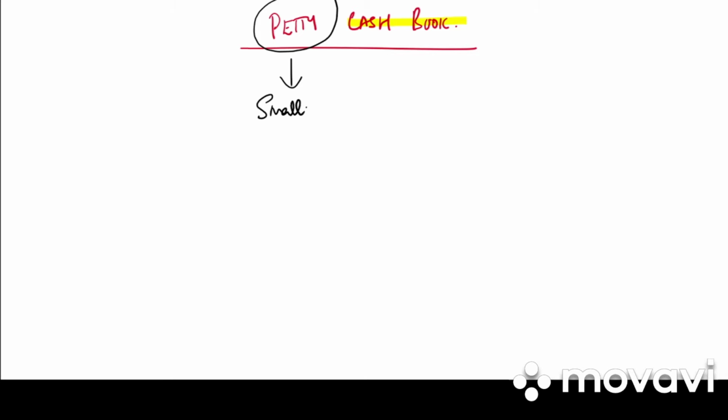So under petty cash book, write down the meaning. Petty cash book is a ledger book which is used to record petty cash expenses in chronological order.